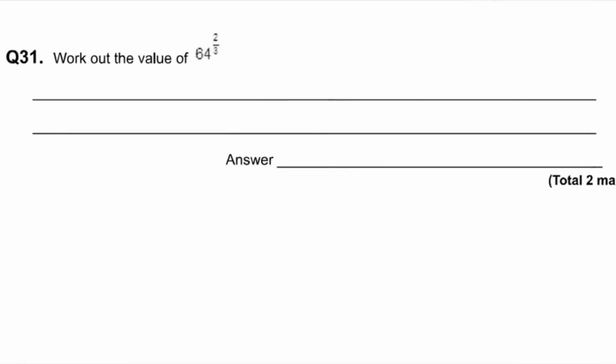Question 31, work out the value of 64 to the power of 2/3. Again, I'm going to treat these as two separate operations. I'm going to find the cube root and then I'm going to square my answer. So what is the cube root of 64 then squared? Well, the cube root of 64 I know is 4, because 4 times 4 is 16 times 4 is 64. So that's going to give me 4, and then 4 squared, that's 16 then, isn't it?